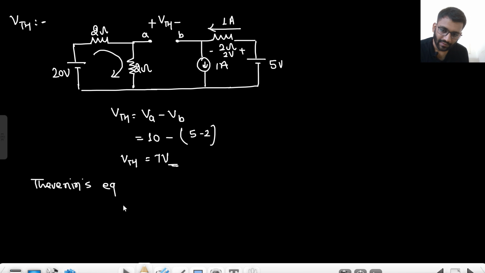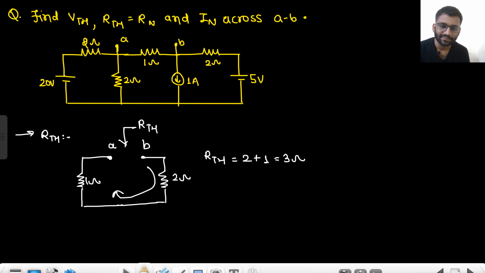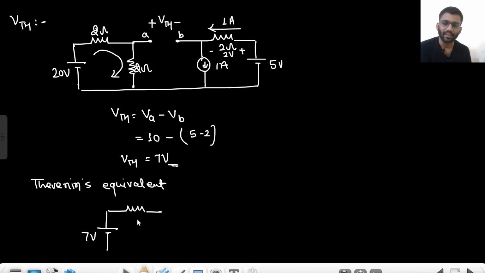If I am drawing my equivalent, let's just draw the Thevenin equivalent. So what should be the direction of the voltage source? That is a major part. If this is my 7 volt, what was my equivalent resistance? That was 1 ohm, right? Oh, sorry, 3 ohm. Equivalent resistance was 3 ohm. So the positive side of the battery should be given to node A, because I have written VTH equals VA minus VB.